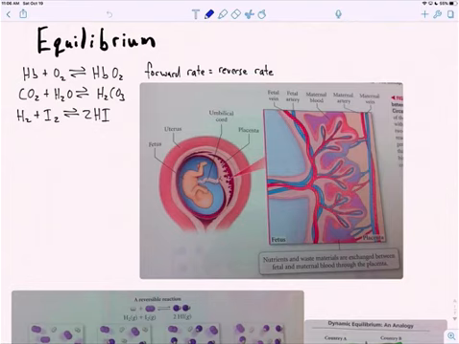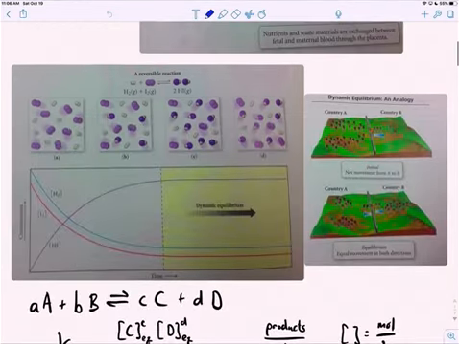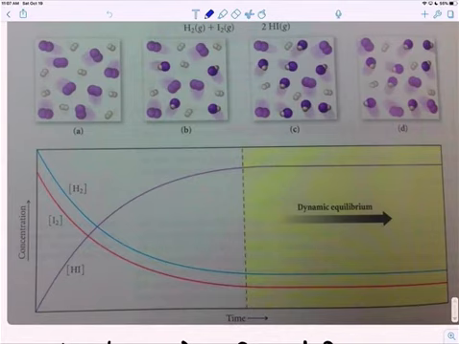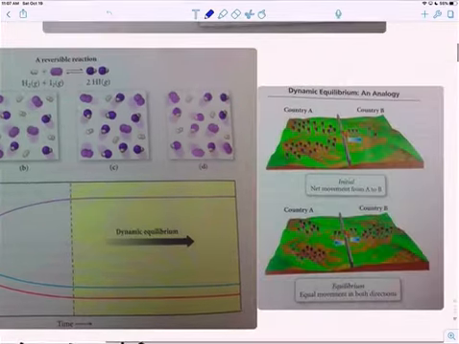Something else, like hydrogen and iodine making two hydrogen iodides, is another example of a reversible chemical reaction. Here you can see the y-axis is concentration and the x-axis is time, and you start off with just the reactants. As the reaction progresses, you get to a point where the concentrations don't change, and that's an equilibrium. It's dynamic because the forward and the reverse reactions are happening at the same time, but the concentration doesn't change.